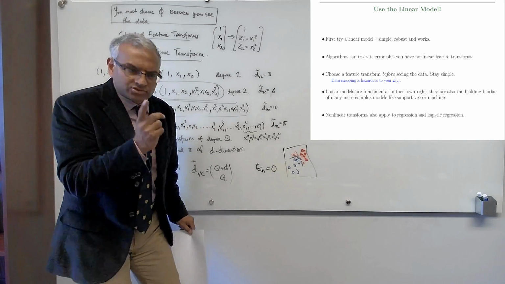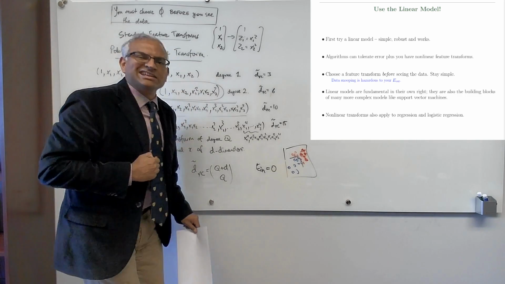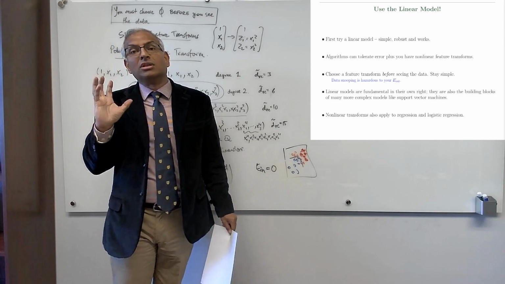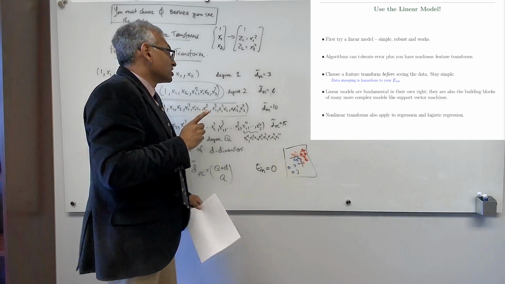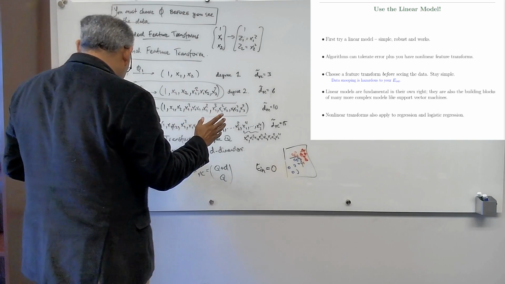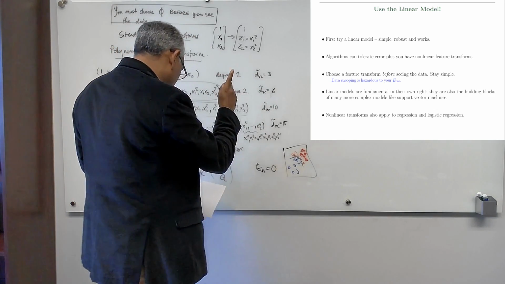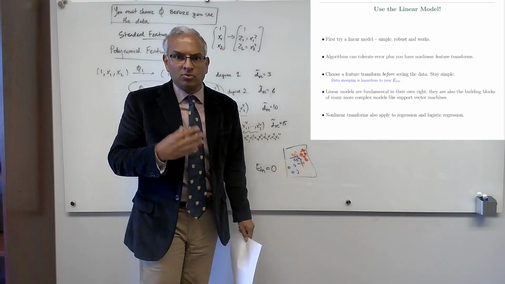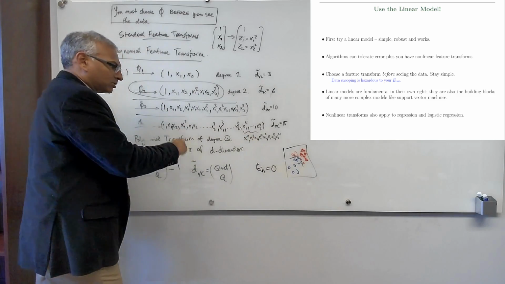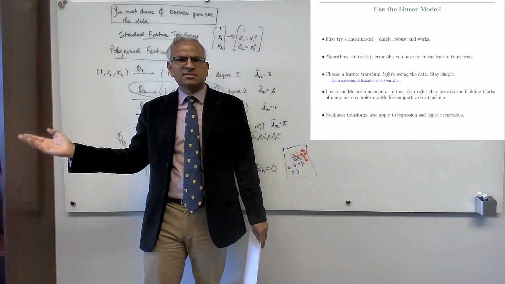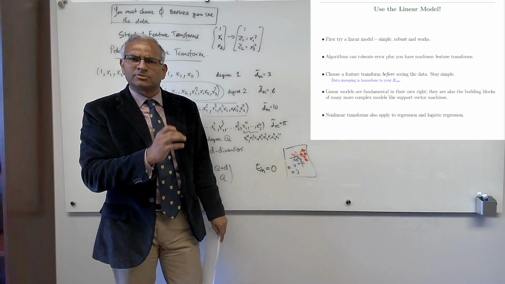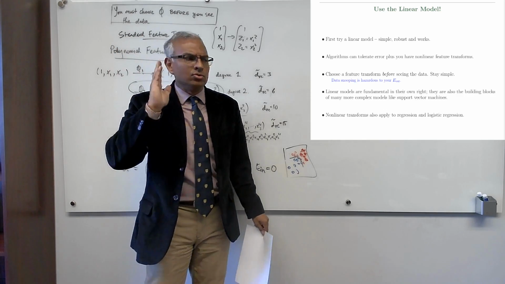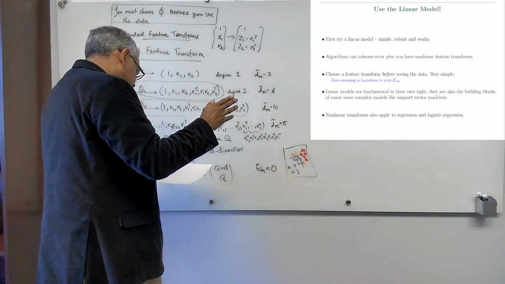But we also have this additional power of the nonlinear transform. Be very careful when using it. You have to pick your nonlinear transform before you look at the data. You have to choose your nonlinear feature transform before you look at the data. Always, always, always, if you want to be able to say something about E out. If the only thing that matters is E in, you can do whatever you want. But if you want to say something about E out, you have to choose your nonlinear transform before you look at the data.